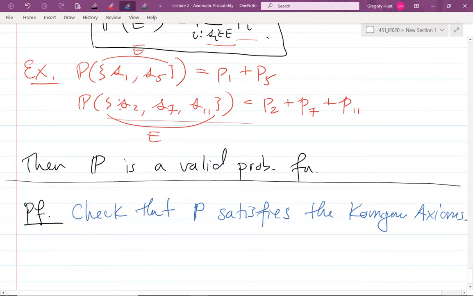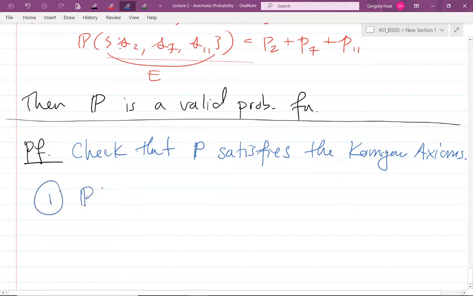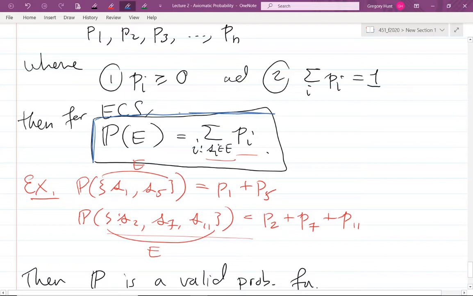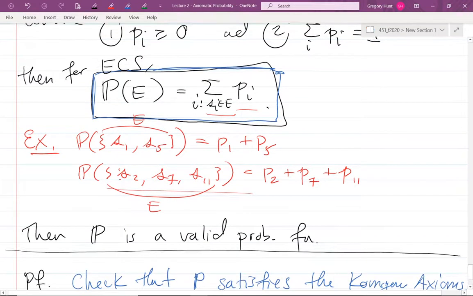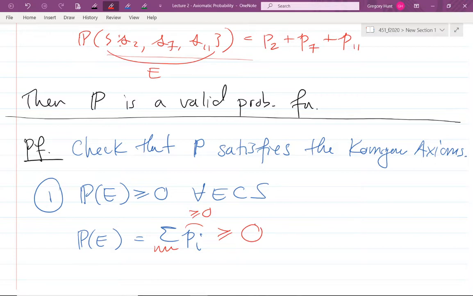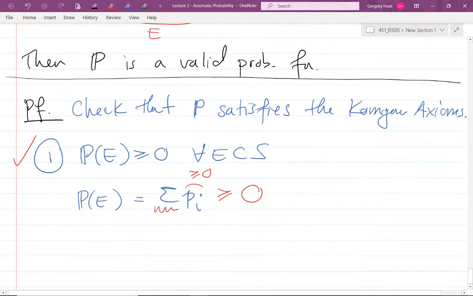So, let's check. First axiom, probability of E bigger than or equal to 0 for any event E that's a subset of my sample space. If I define my probability function as I have done here, is this always non-negative? Well, it's kind of complicated, so P of E is the sum of some stuff, of some P sub i. I don't actually care what it's the sum of. It's the sum of something. Each of these P sub i is bigger than or equal to 0, and so the sum of whatever of them is always bigger than or equal to 0. So we're good. So check. The first Kolmogorov axiom is satisfied because, as defined, this probability function is always non-negative.